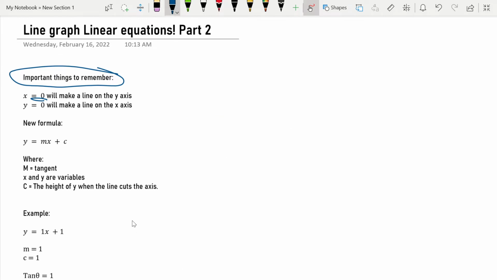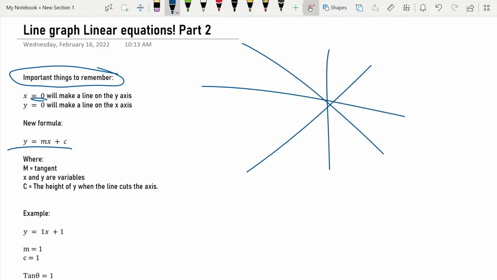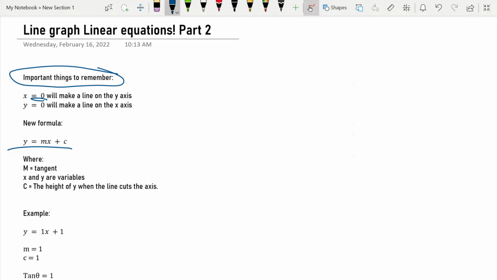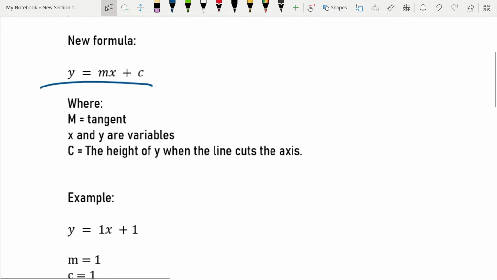Now there's a new formula that we're going to be discussing in this video, which is y is equal to mx plus c. Now this is a very important formula. This will form any line at all, like this, even that, even that. All those lines will be formed by only that formula. All right, so let's dig deeper into that formula. Let me zoom in a little bit.